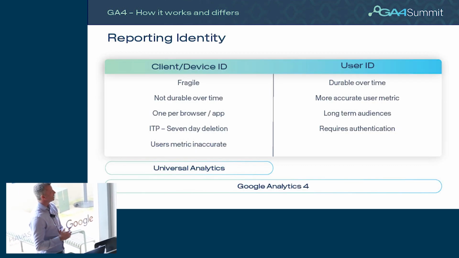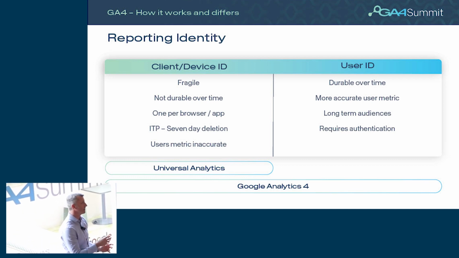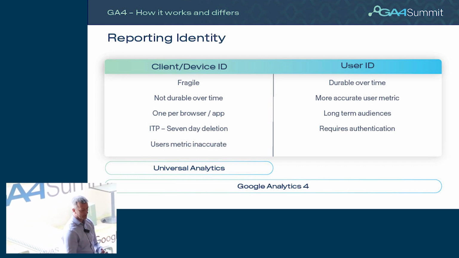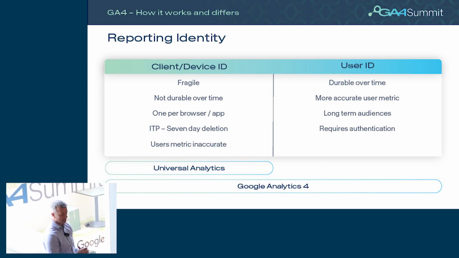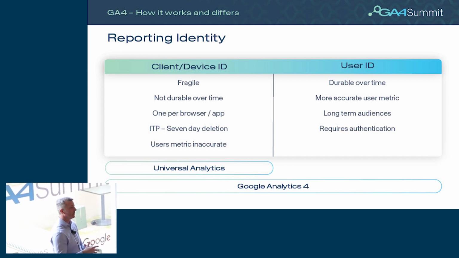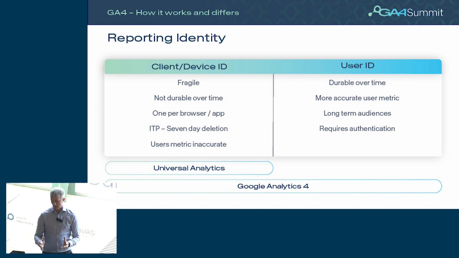So next point, reporting identity. And what I mean by reporting identity is the ID that it uses to join all these events and everything that it collects really. So Universal has always used this concept of a client ID or a device ID that it would create when you visit the website, stores it in a cookie. And that cookie is very fragile, as we know today. That's if you're allowed to place it in the first place.